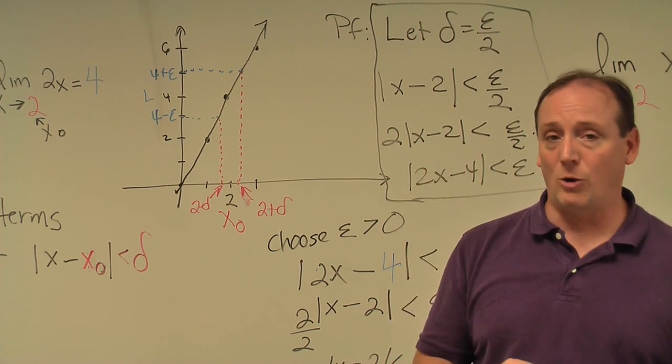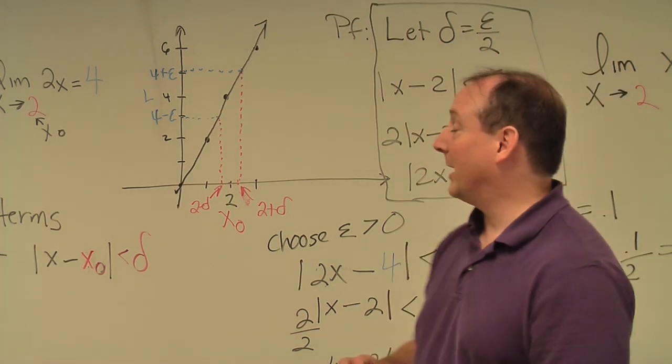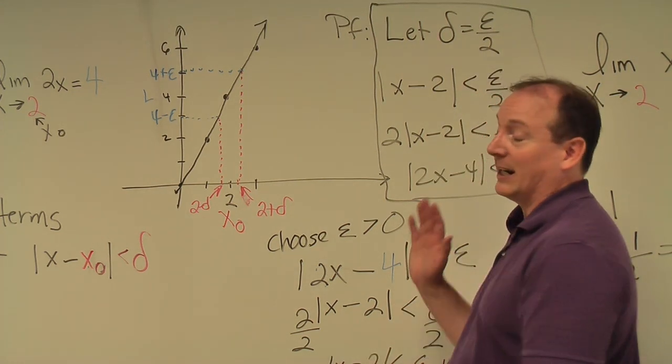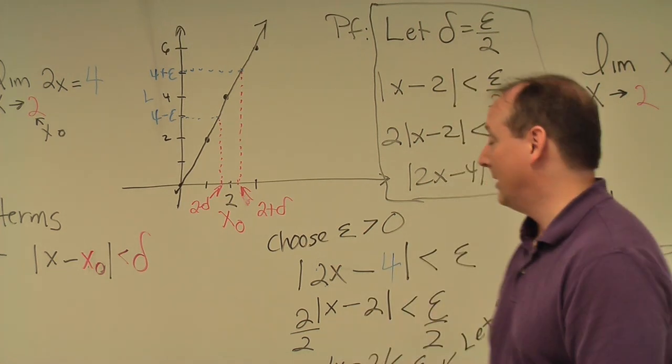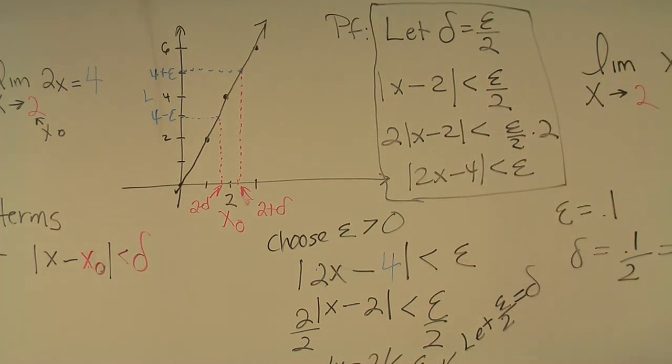And that's the idea of limits. Limits are the idea of getting close, right? And so you can tell me as close as you want, and I can tell you how close you need to be to get as close as you would like. And so that's the proof there.